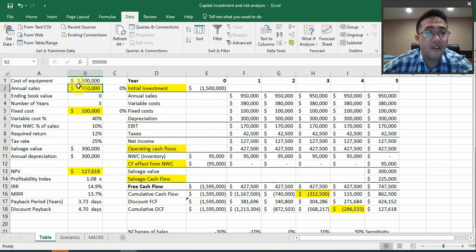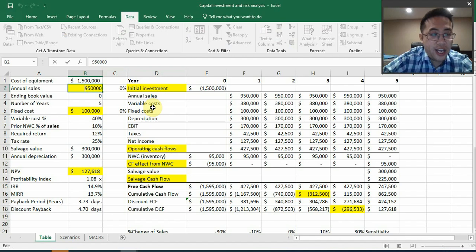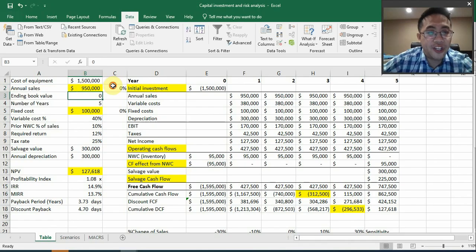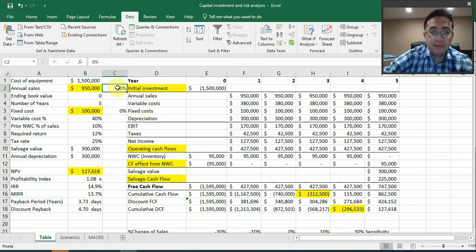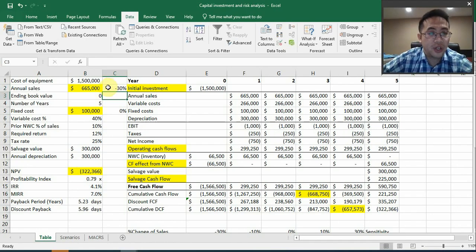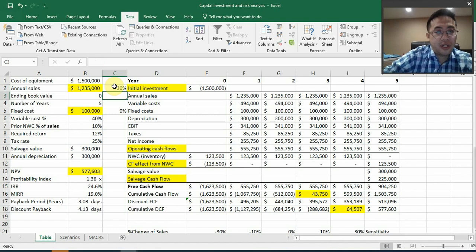All right, and then for the annual sales, right here it is a given number. I want to change it from that number, $950,000, to the same value multiplied by 1 plus this given percentage. Okay, just take a look at this formula. So the meaning of this is that if I change this number from 0% to negative 30%, you can see that the NPV would change accordingly. If I change it to 30% right here, I also have a different NPV.